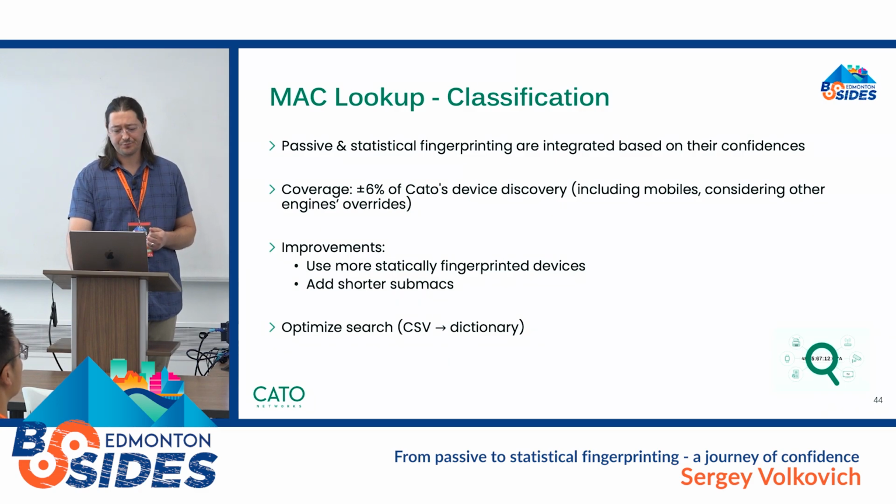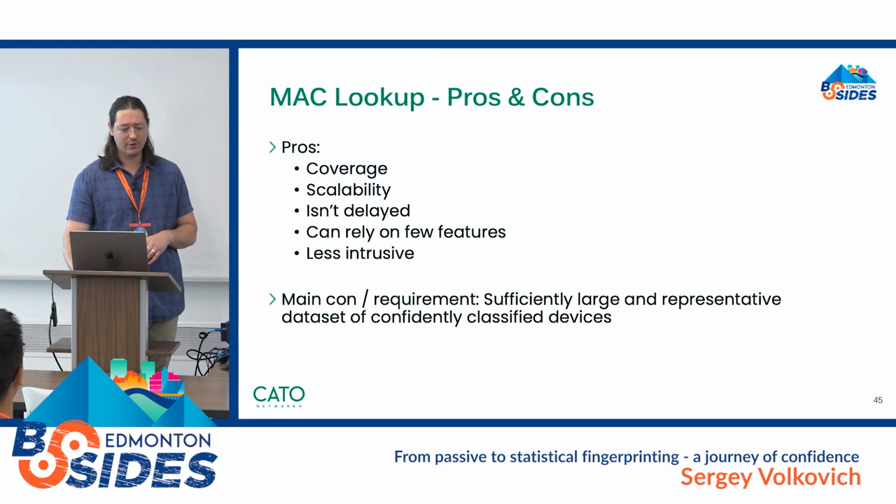How do we improve upon this algorithm? Well, basically we need more data, something that every data scientist will tell you in every conversation somehow. They'll always get to that. The more statistically fingerprinted devices we have, the more confidence we'll have, etc., and we could add even shorter submac lengths, submac 9, etc. One small note, this is not a very efficient search, so turn your CSV into a dictionary.